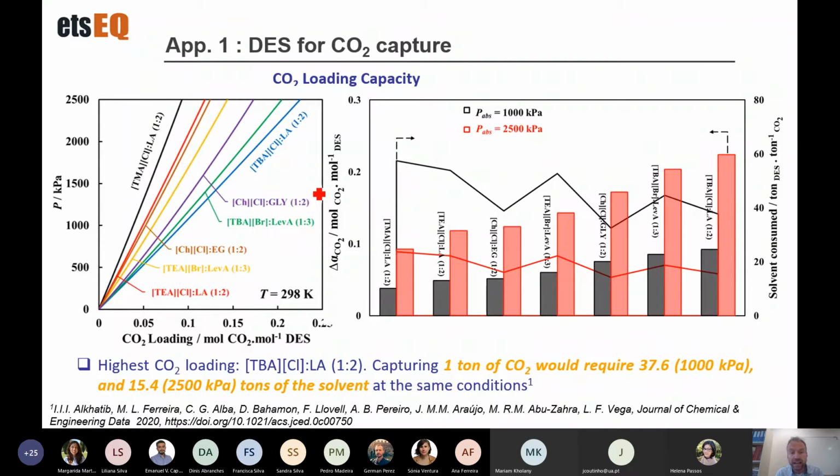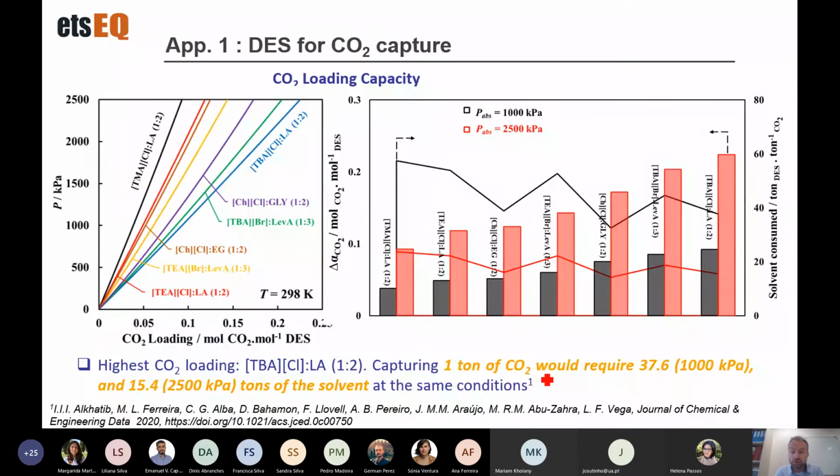Okay, if you do a cut and compare the results at two possible absorption pressures, such as 1,000 kilopascals and 2,500 kilopascals, you can see that again TBABr and TBACl are the two best options. Being the two best options does not mean that they are good options.